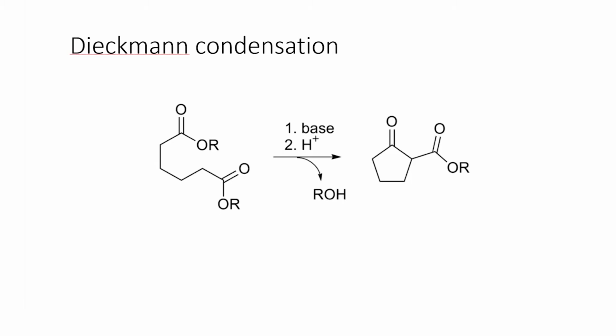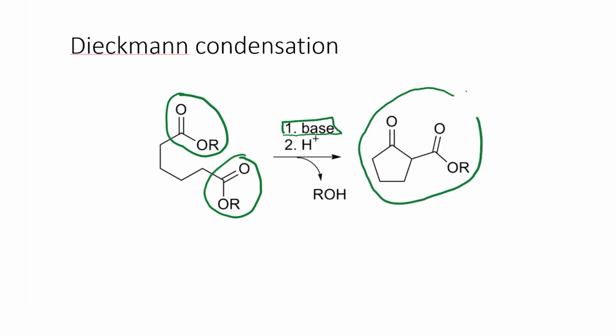The next reaction is called the Dieckmann condensation. But again, let's focus on the reaction that is actually happening. Here we should be very careful and look at the conditions. The first thing given here is a base, and you have a diester system over here. And the product here is this 1,3-dicarbonyl compound.